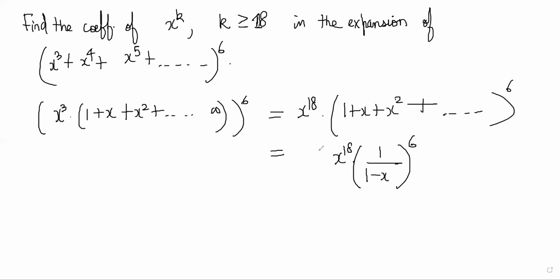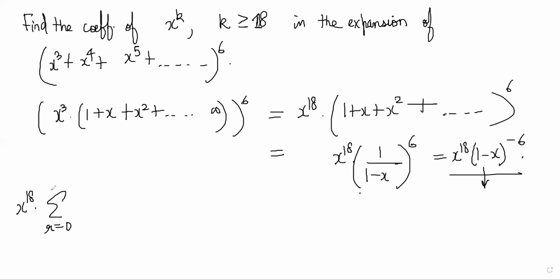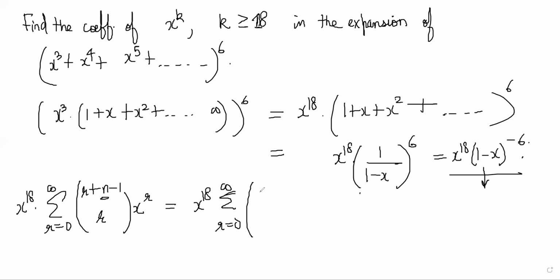So now we know the expansion for this series. This is basically x power 18, 1 minus x power minus 6. We know the expansion for this particular series. We know that that is going to be x power 18 summation r goes from 0 to infinity r plus n minus 1 cr x power r, right? This is the sequence, but n here is 6 for us. So it becomes x power 18 summation r goes from 0 to infinity. It is r plus 6 minus 1. So basically r plus 5 cr, right?